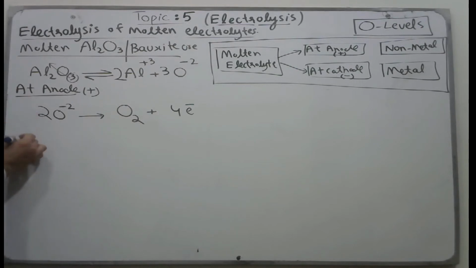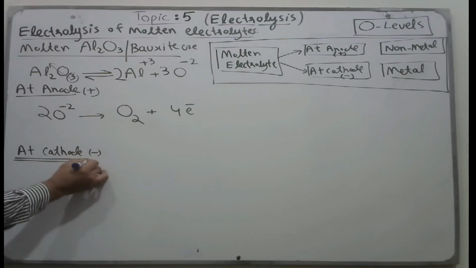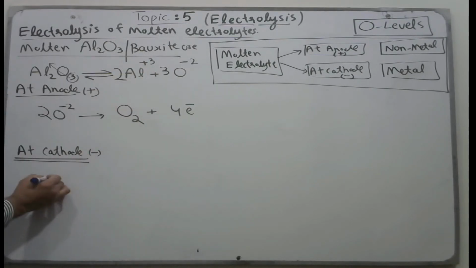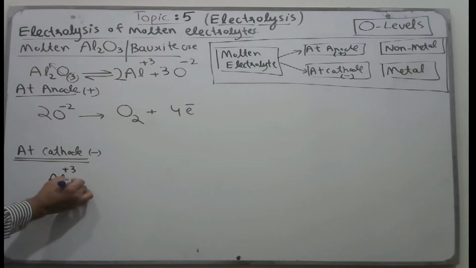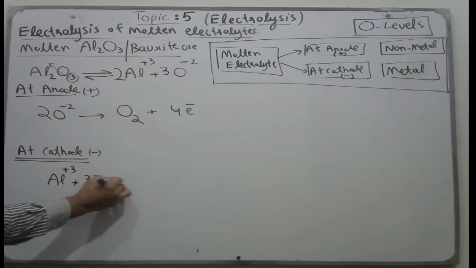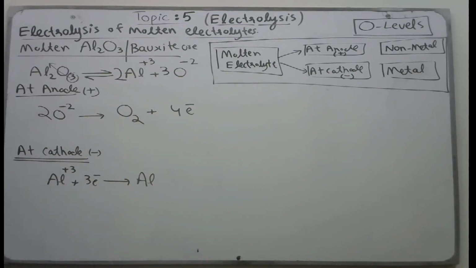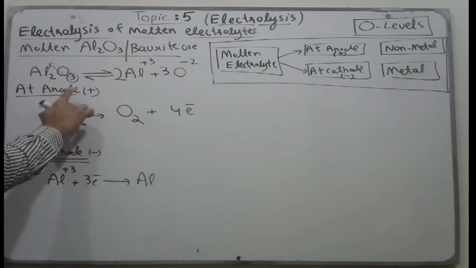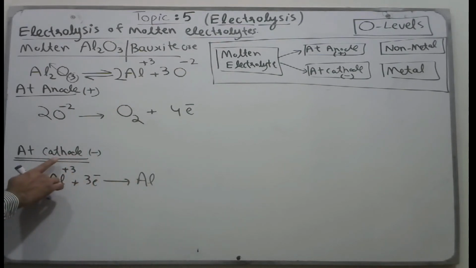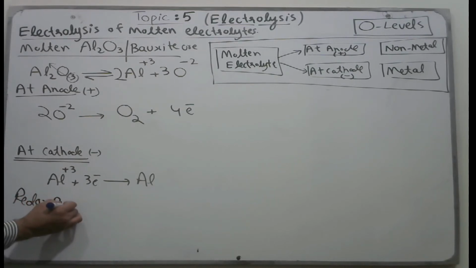And now at cathode, the negative part of the battery, all the positive ions move to cathode and gain electrons. Having 3 charge, it should gain 3 electrons to form aluminum. This is the reaction during electrolysis of molten bauxite ore. The products are oxygen at anode and aluminum at cathode. But we have to write the redox reaction as well. For writing redox reactions, we have to balance the equations.